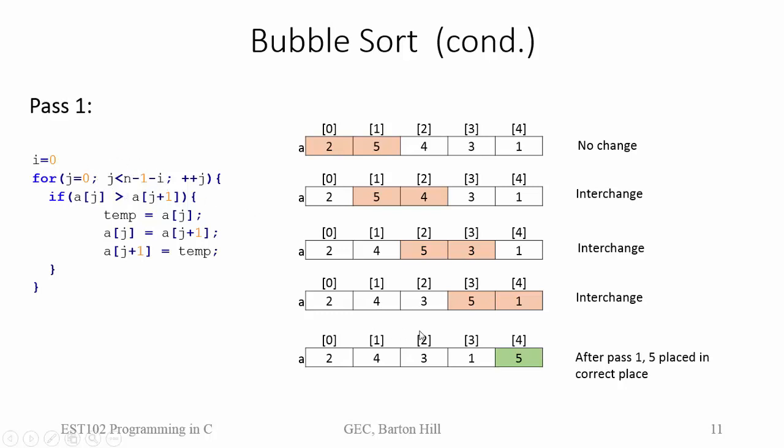Since we are considering j and j plus 1, when we reach here, the value of j will be n minus 2, that is 3, and when j becomes 4, we don't have another element to compare with. That's why the loop will only go till j less than n minus 1. This is how the loop works in our first pass. Now we will see the second pass.